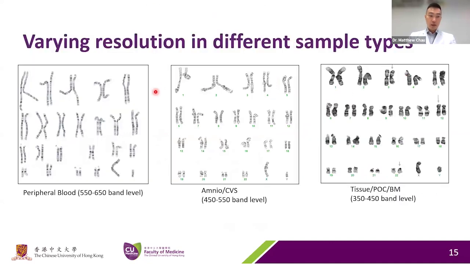So this is a sample of peripheral blood, you can see many bands. The chromosomes are very long, very stretched out, and you can clearly see a lot of detail. In the middle, we have amnio and CVS. Typically, these are a bit shorter. You see fewer bands. And this on the right side is marrow. And these are a lot shorter, and there aren't as many bands you can observe.